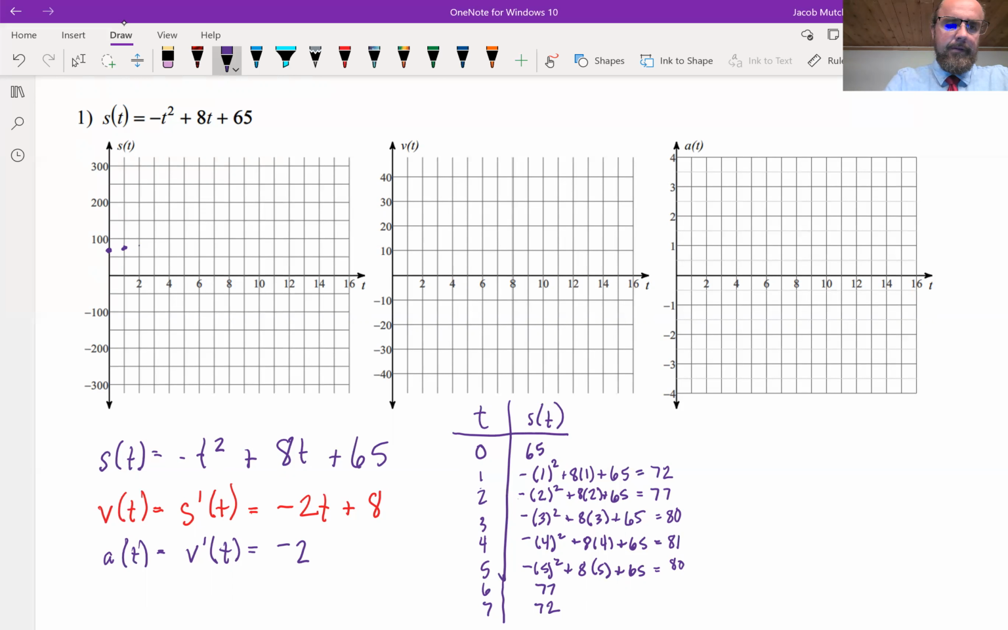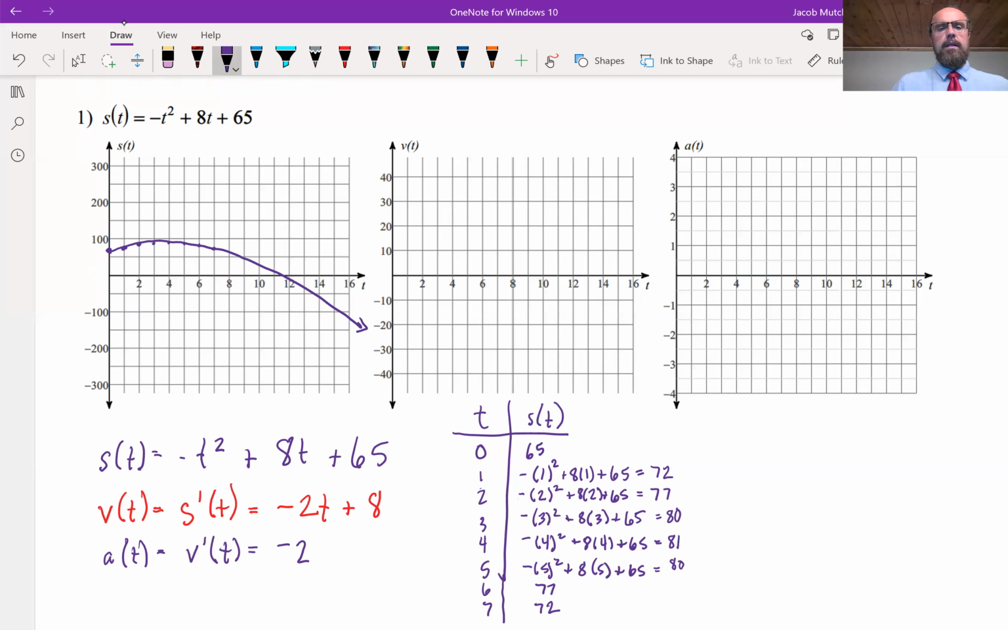380. I'm sorry, that's 277. We'll estimate that 380 is a little higher. 481, that's our vertex. And then 580, 677. So here we see a symmetric fall down, and 772. So back to 72. And so our parabola, if we sketch, it's definitely opening downward, has a shape roughly as so.